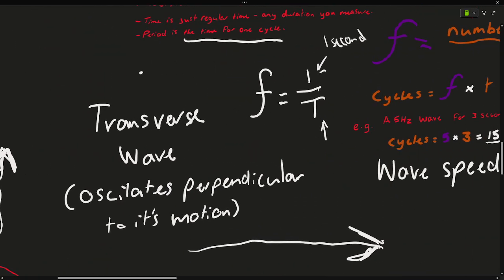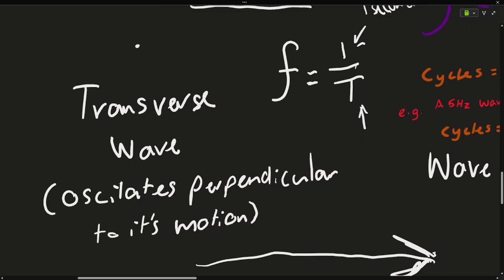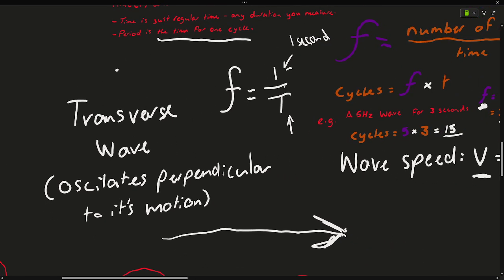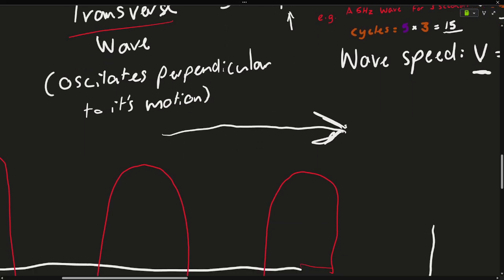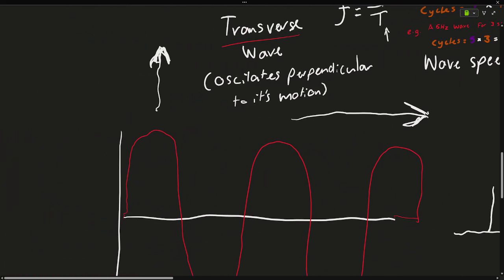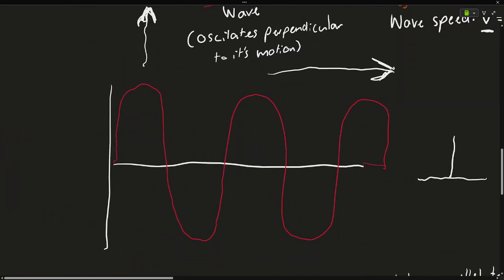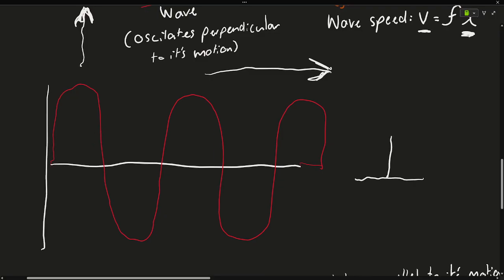So let's get into the two waves that we have. We have something called a transverse wave. A transverse wave looks sort of like the typical wave that you'd expect. It would be moving in an x direction, so it'd be moving on its x-axis, while it oscillates.